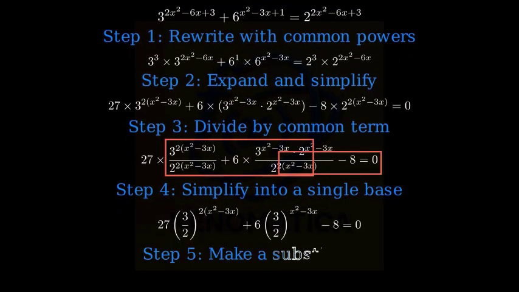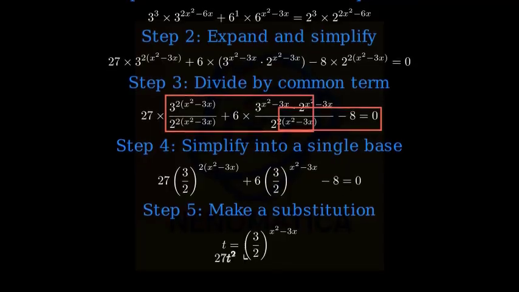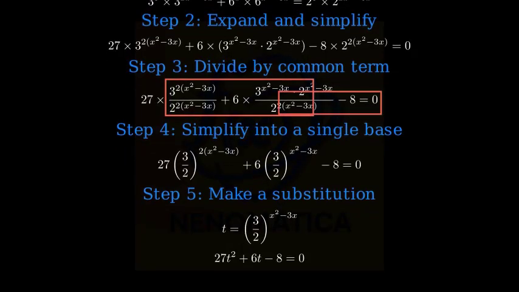Step 5. Now comes the key insight. Let's make a substitution to simplify this equation. Let's define t equal to 3 over 2 raised to the power of x squared minus 3x. With this substitution, the first term becomes 27 times t squared, the second term becomes 6 times t, and the third term stays as negative 8.